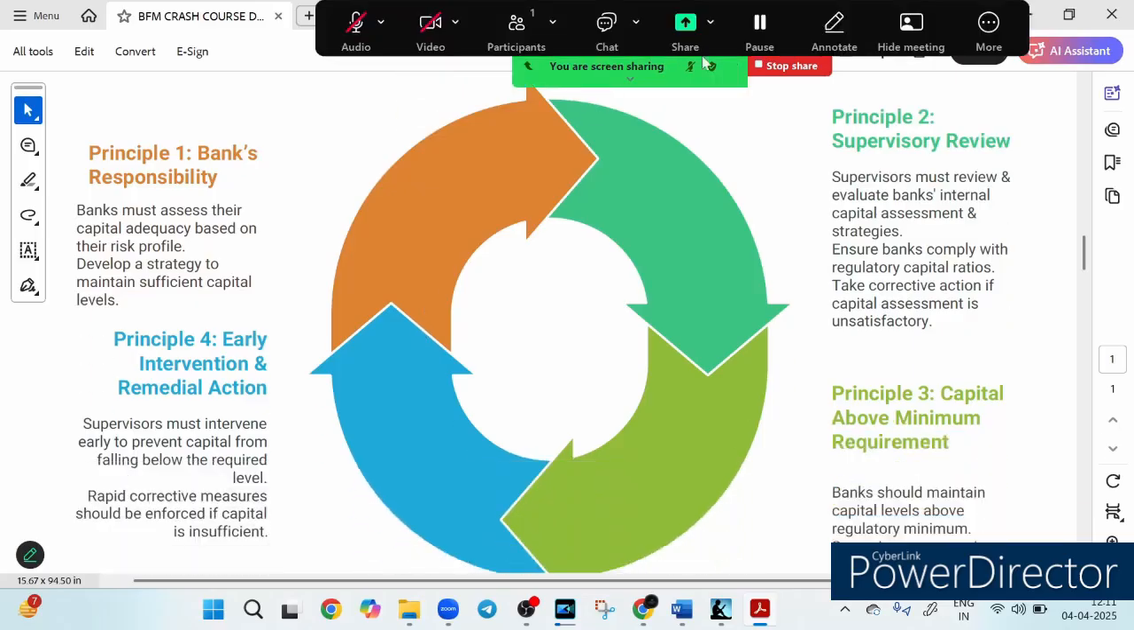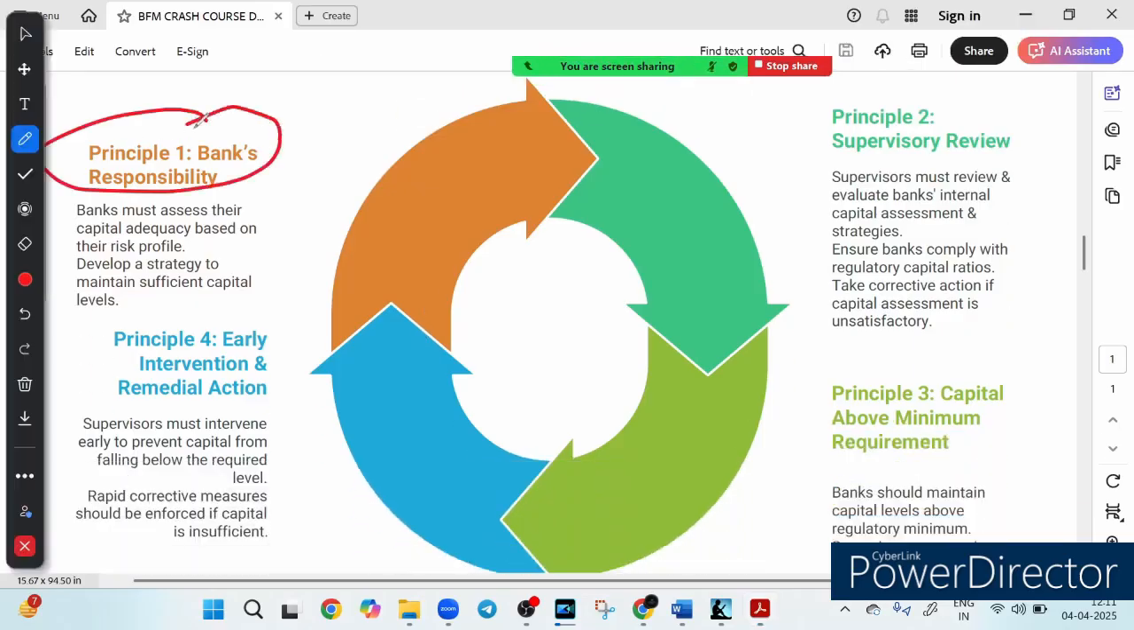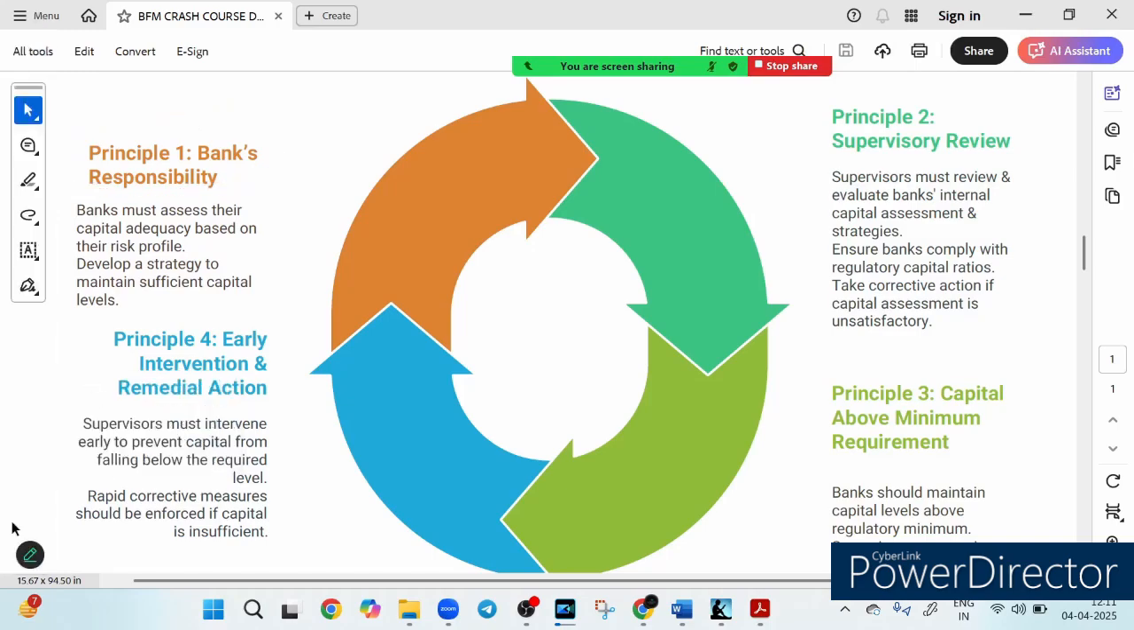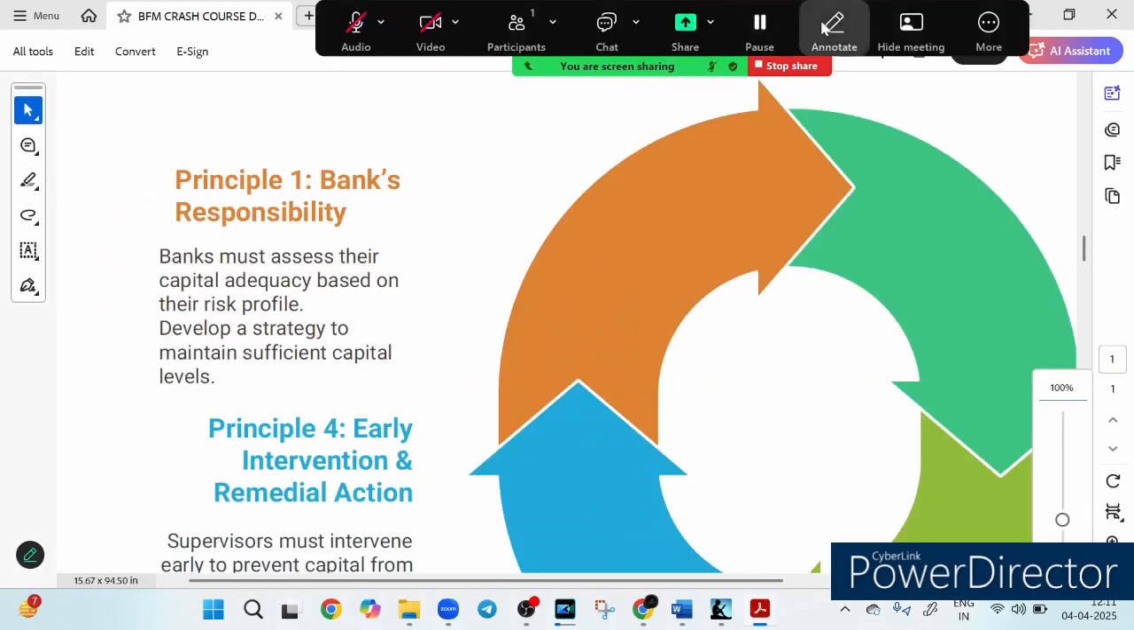So the first principle is the bank responsibility. There are 4 key principles under supervisory review process. Let's go through each and every one of them. I hope it is visible. If it is not visible, let me zoom a little bit, so that now I hope it is visible to you. What does this principle say?